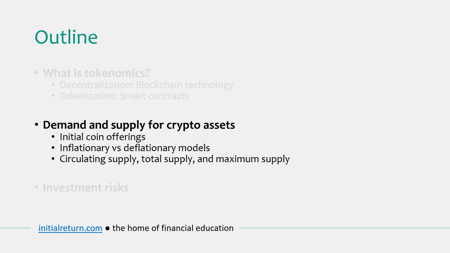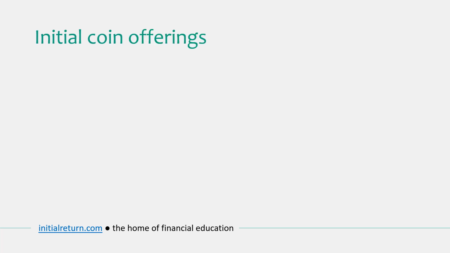Okay, so after talking about these key innovations and the basic definition, let's now delve deeper into demand and supply for crypto assets. So this is where the heart of tokenomics lies, right? So to understand how the prices are determined, we will begin by discussing initial coin offerings. There is a nice analog of this in equity markets, which are initial public offerings.